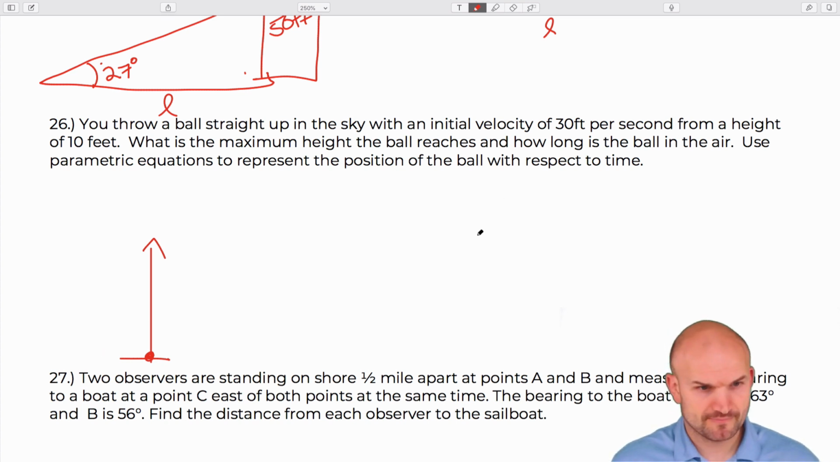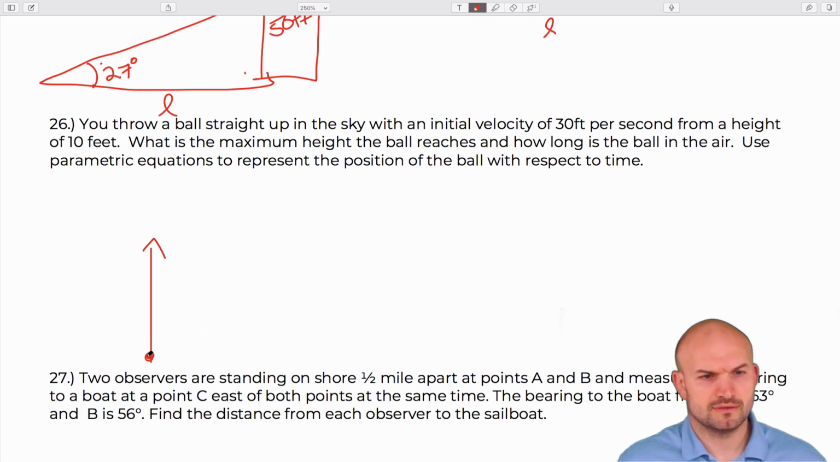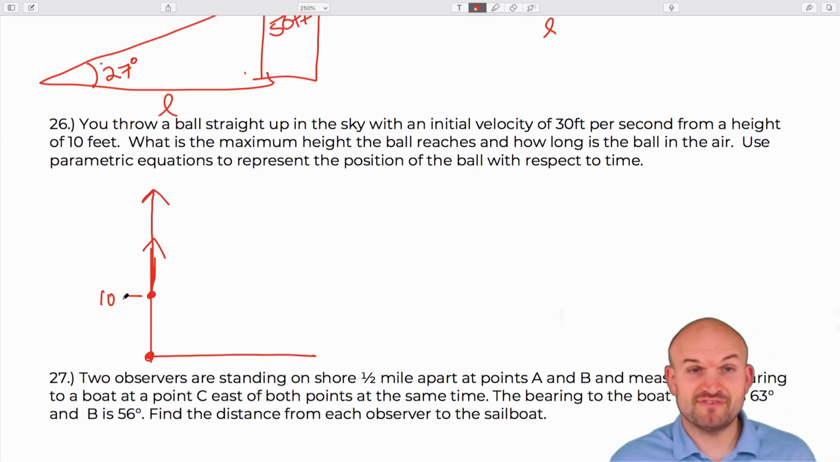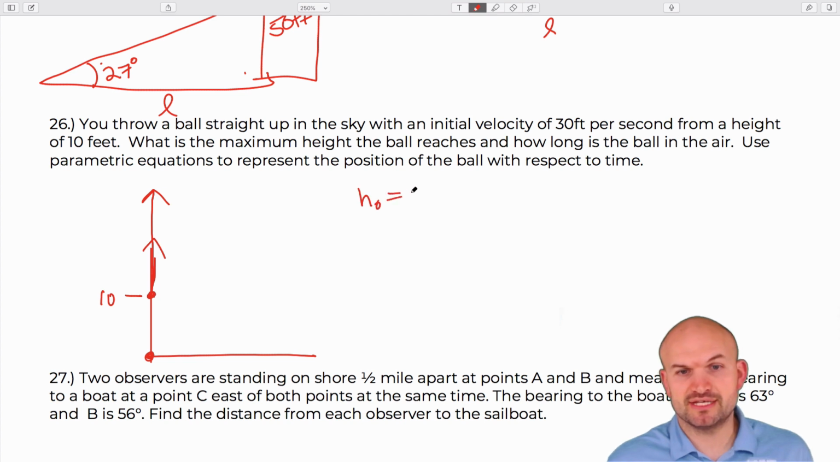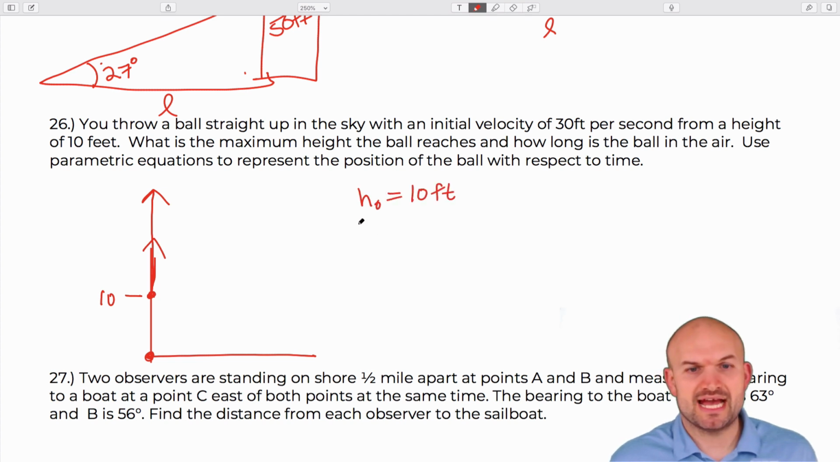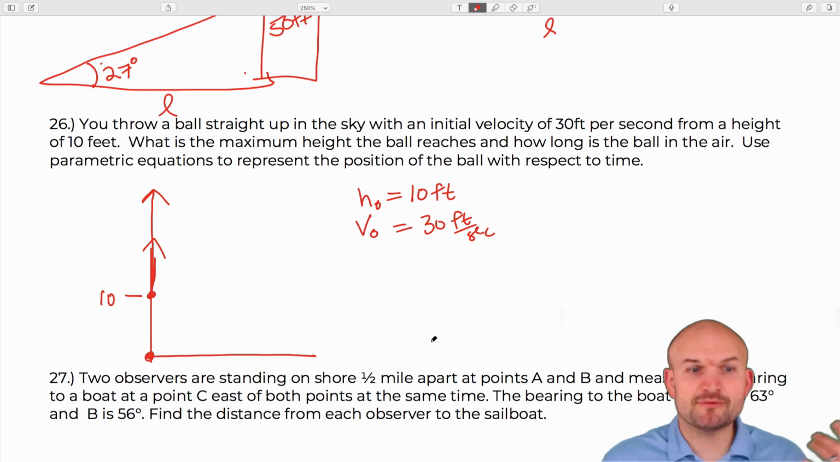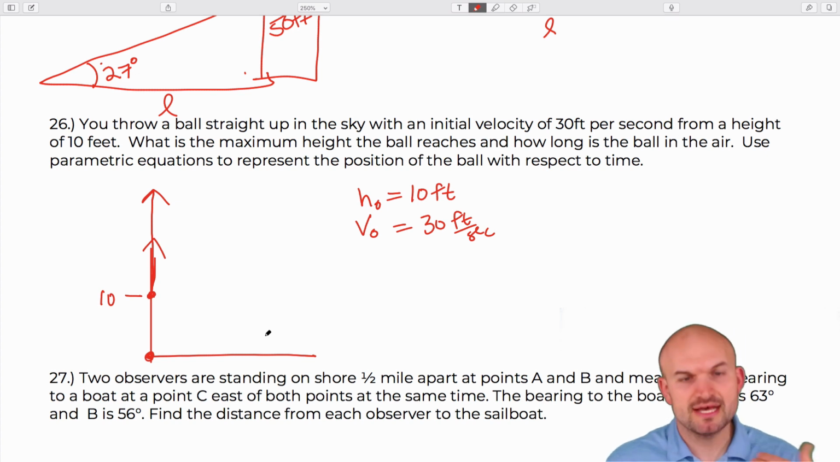Okay, so hold on a second. There's our horizontal distance, but we're not going anywhere horizontally, right? So we're going to start at 10, and this ball is just being thrown straight up in the air. We have 10 feet as the initial height, so h of 0 is 10 feet, and our initial velocity, v sub 0, is 30 feet per second. From here, we'll use our parametric equations to identify when the ball is going to hit the ground, as well as the maximum height of the ball.